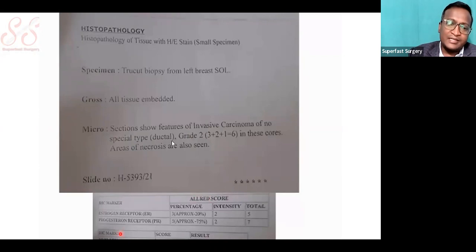Okay, similarly in IHC markers, we will be getting a report like this. The percentage score is 3, intensity score is 2, total score is 5. So what does that mean? We need to understand it. Before we understand the result of the report, we need to have the concept so that we can understand the report. Now they are not saying that it is hormone receptor positive. Gone are the days. Now they will give the number. So you have to know the intensity of positivity. Okay.